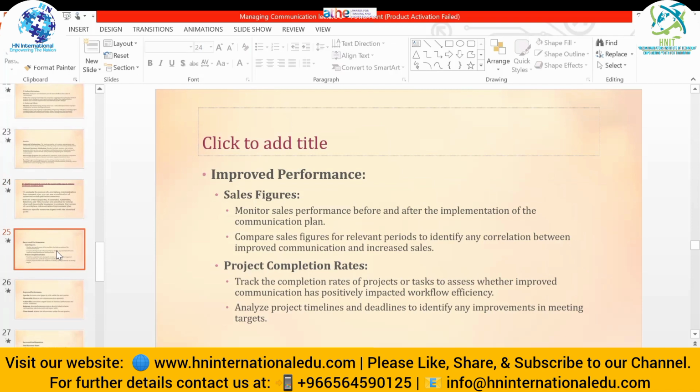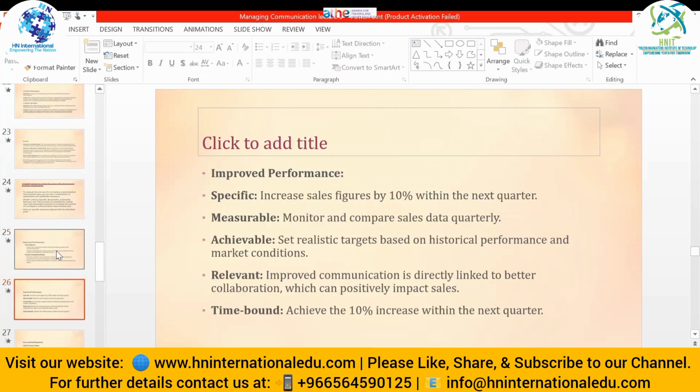Project completion rates. Track the completion rates of the projects or tasks to assess whether improved communication has positively impacted workflow efficiency. That is when we are going to work on the communication channel. We have to see whether the projects are getting done on time or not. Are the projects being executed on time? Is everything clear or not to the people? Analyze the project timelines and deadlines to identify any improvements in meeting targets.